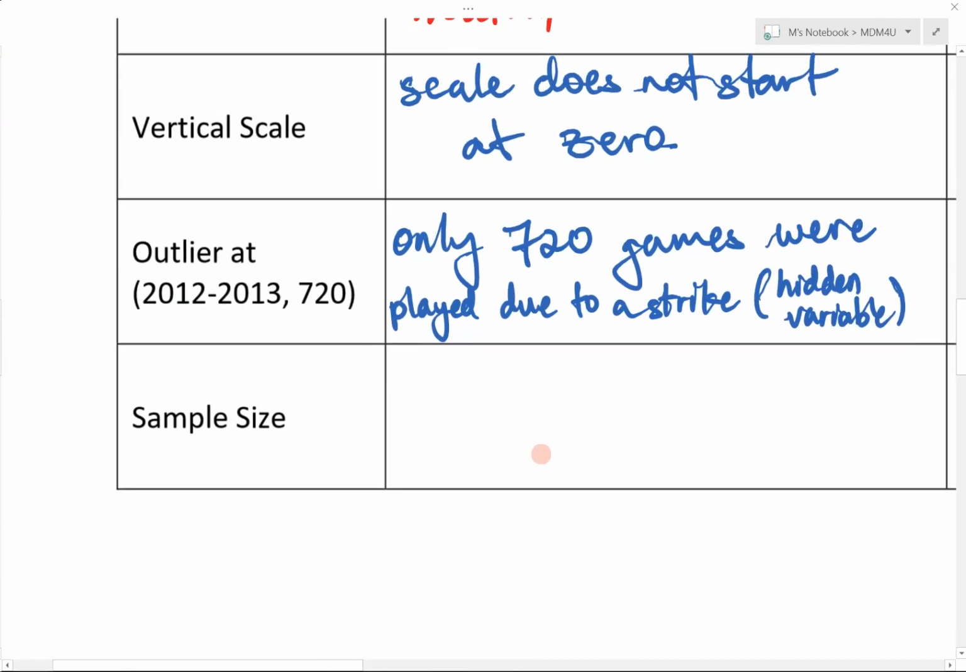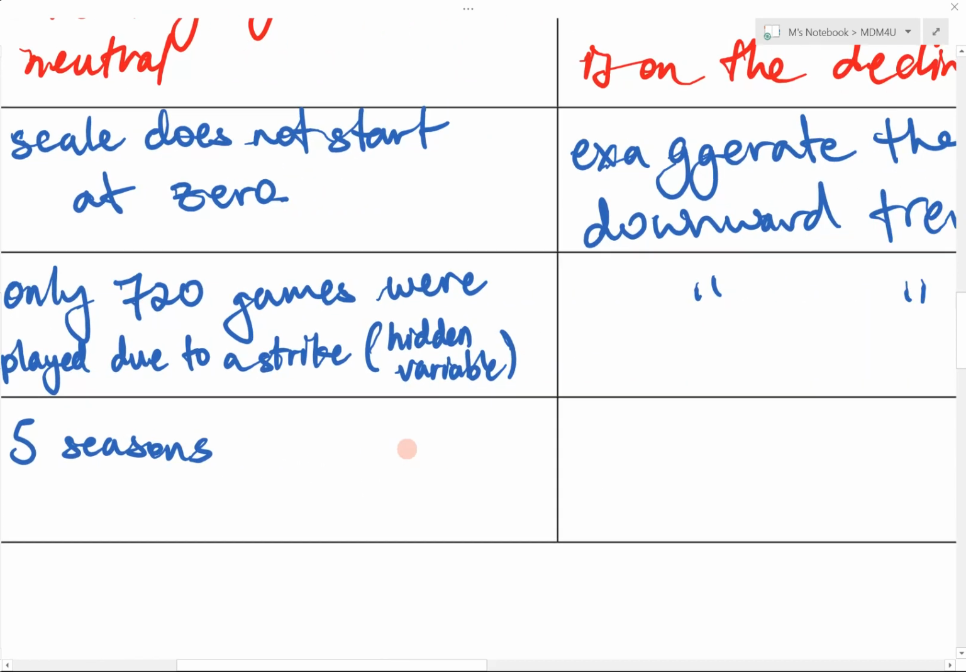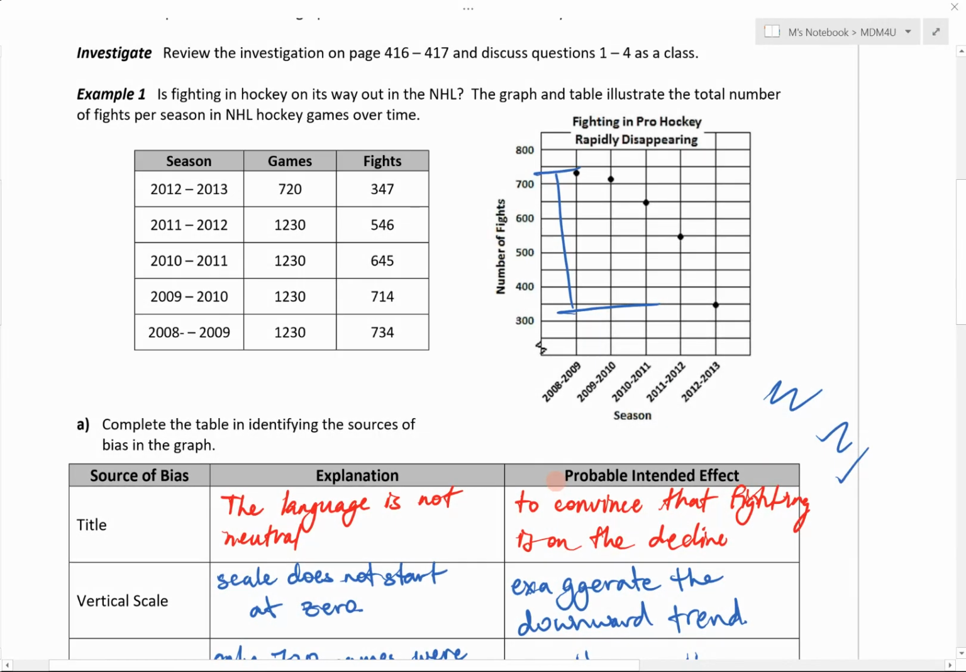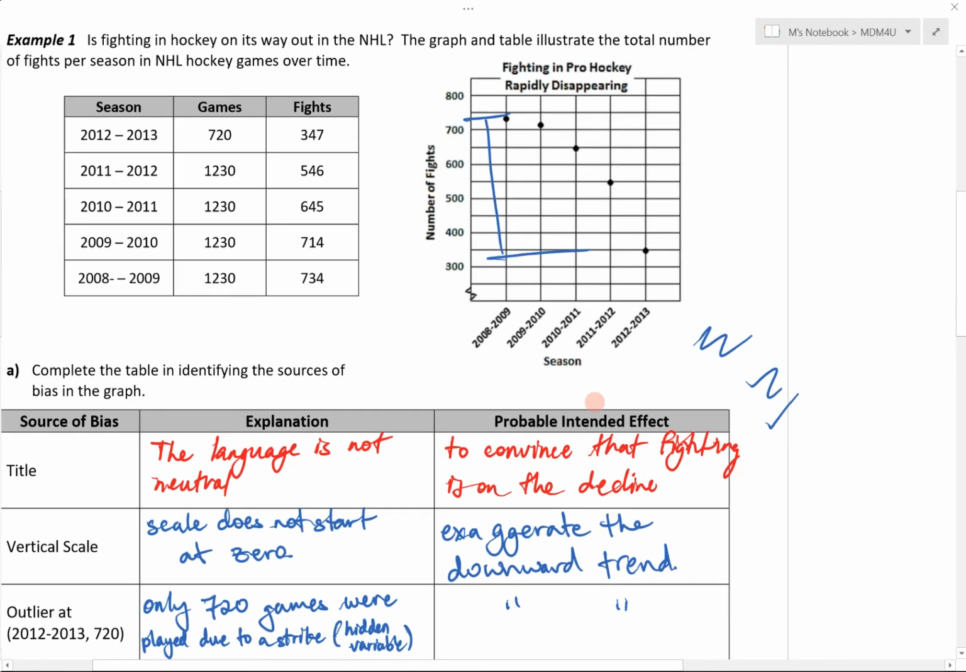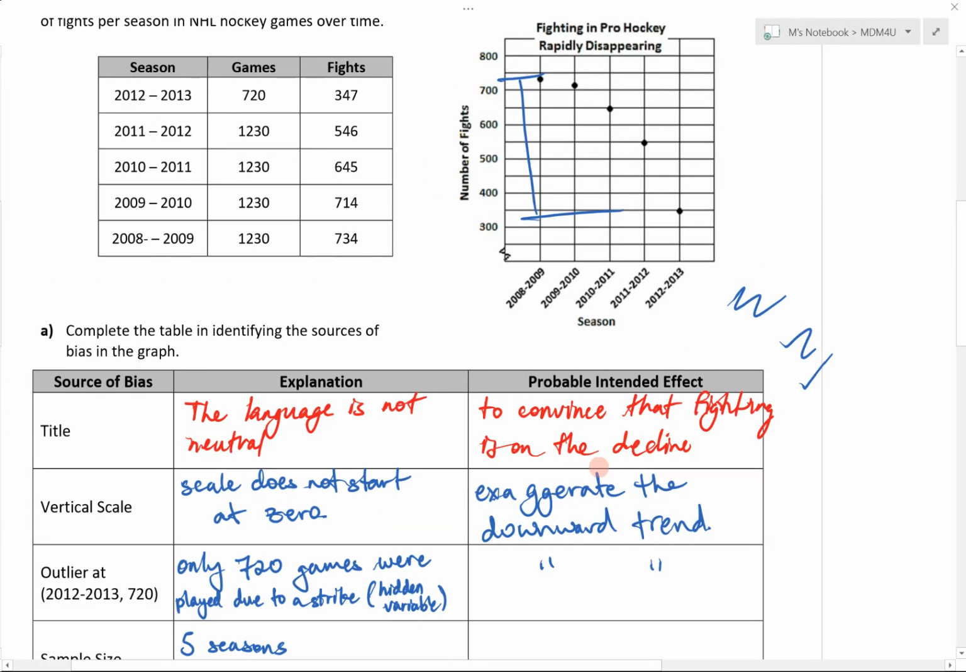And finally, the sample size. Well, you only included 5 seasons. Is that a big enough sample size? No. Again, it's to hide the fact that the trend is less extreme over a period of time. So we need to include more data.